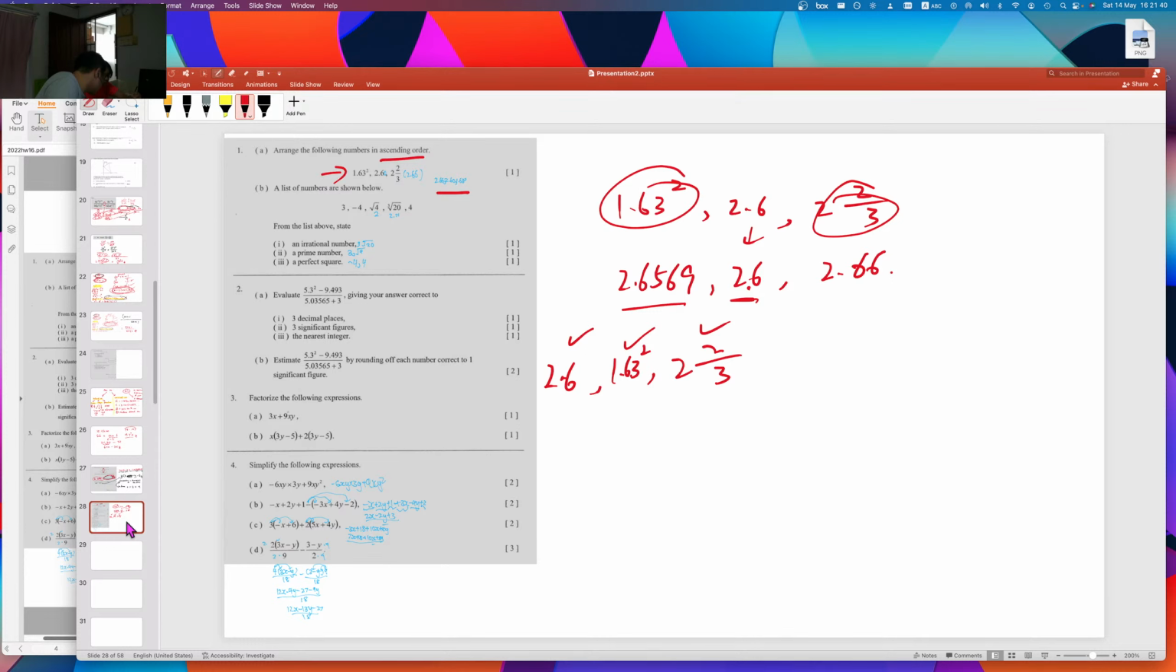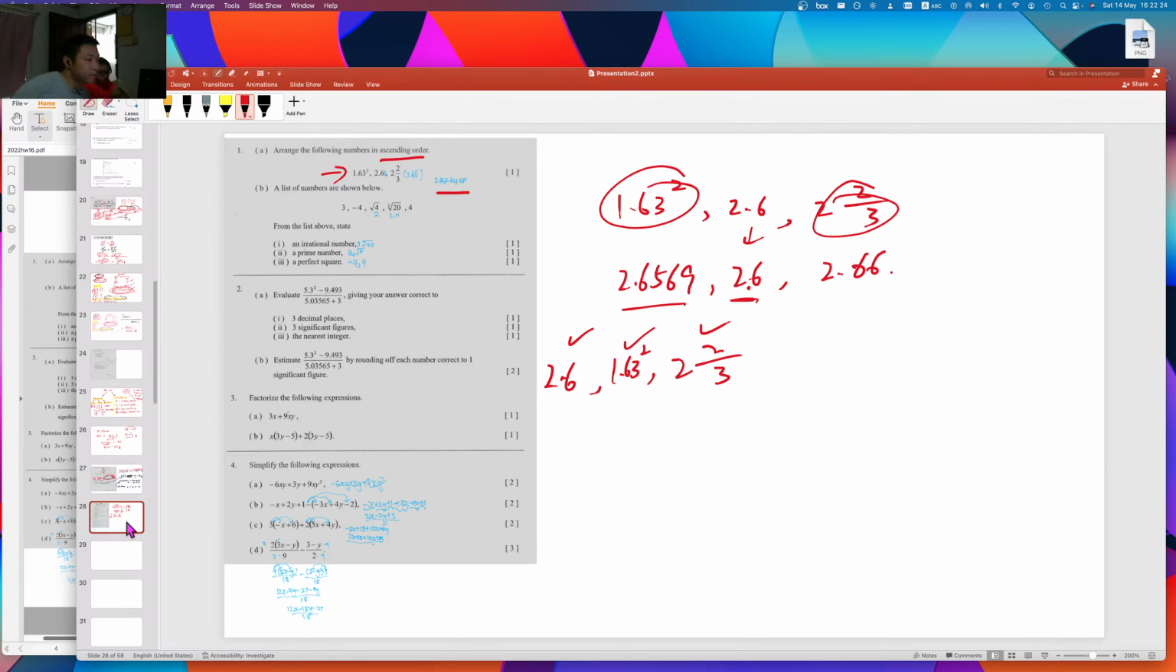What int is this? By the way, this is cube root 3. So basically it's irrational. Okay, good. So irrational number, which one? Yeah, your answer is correct. Next, prime number.